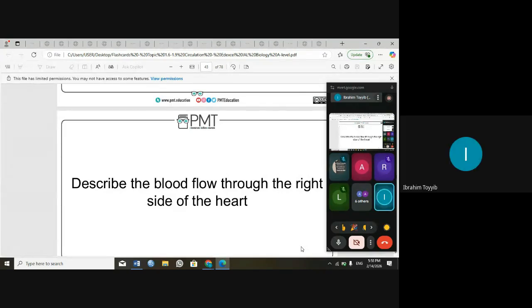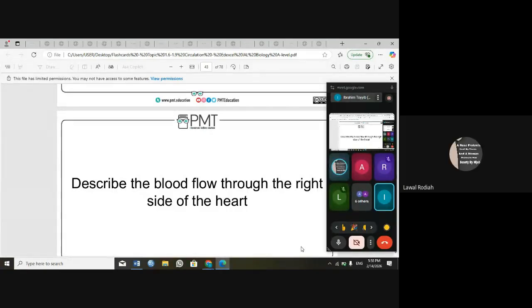When it enters through the vena cava, where will it get to? The right atrium. So after getting to the right atrium, what will happen? The tricuspid valve opens, letting the blood into what? The right ventricle. So after the blood goes to the right ventricle, what will happen to the tricuspid valve?